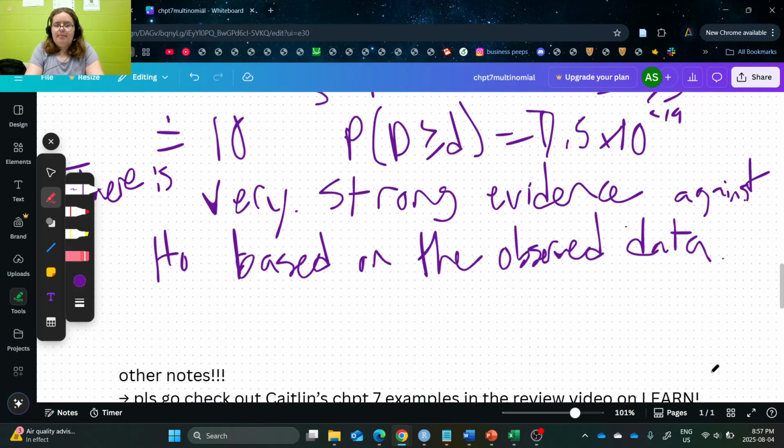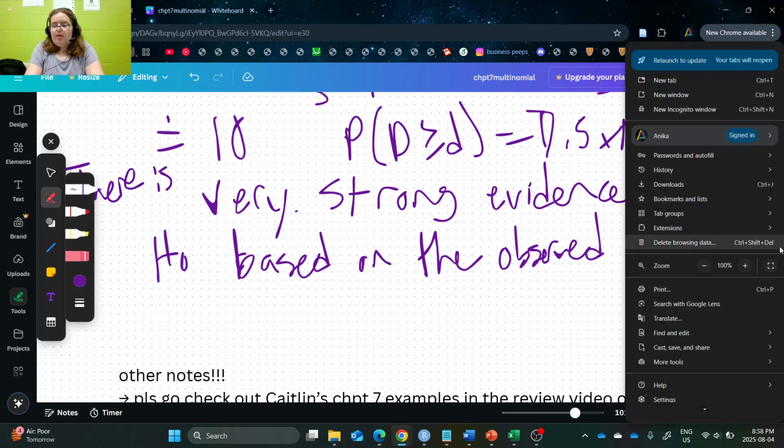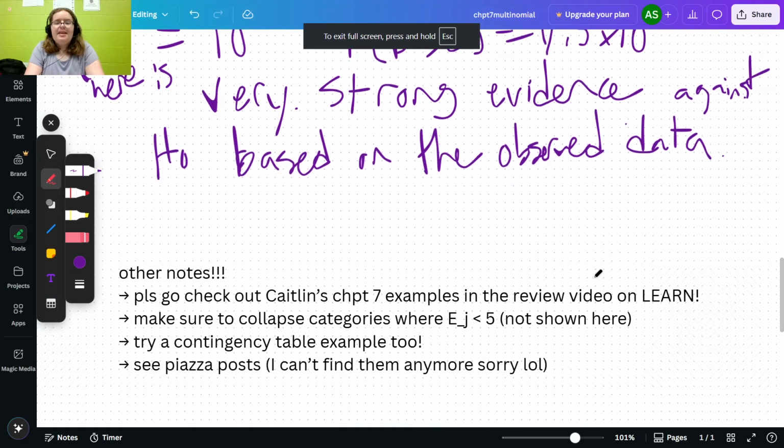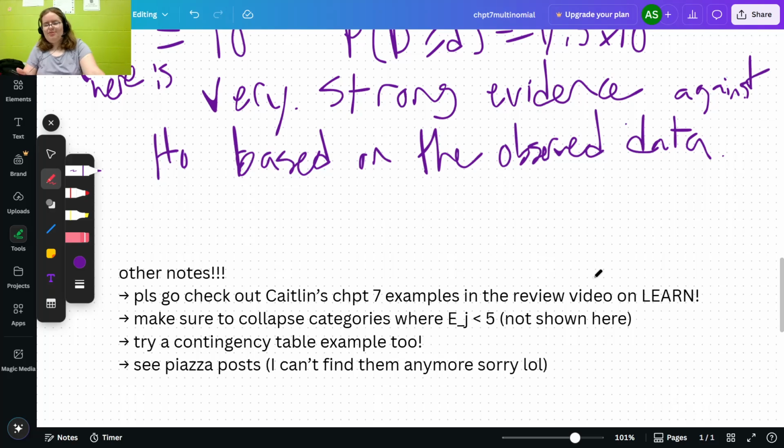I have some other notes just to cover all our bases here. Please go and check out Caitlin's Chapter 7 examples in the review video on Learn. I found those incredibly helpful. I basically learned all of Chapter 7 because of the final review session, and I thank Caitlin profusely for that, so I highly recommend you go and watch those videos as well. There are also a couple Piazza posts about it, so I'd recommend checking those out as well. There might be some discrepancies or typos, so if you're not getting the same answers as Caitlin, don't worry, just check Piazza.